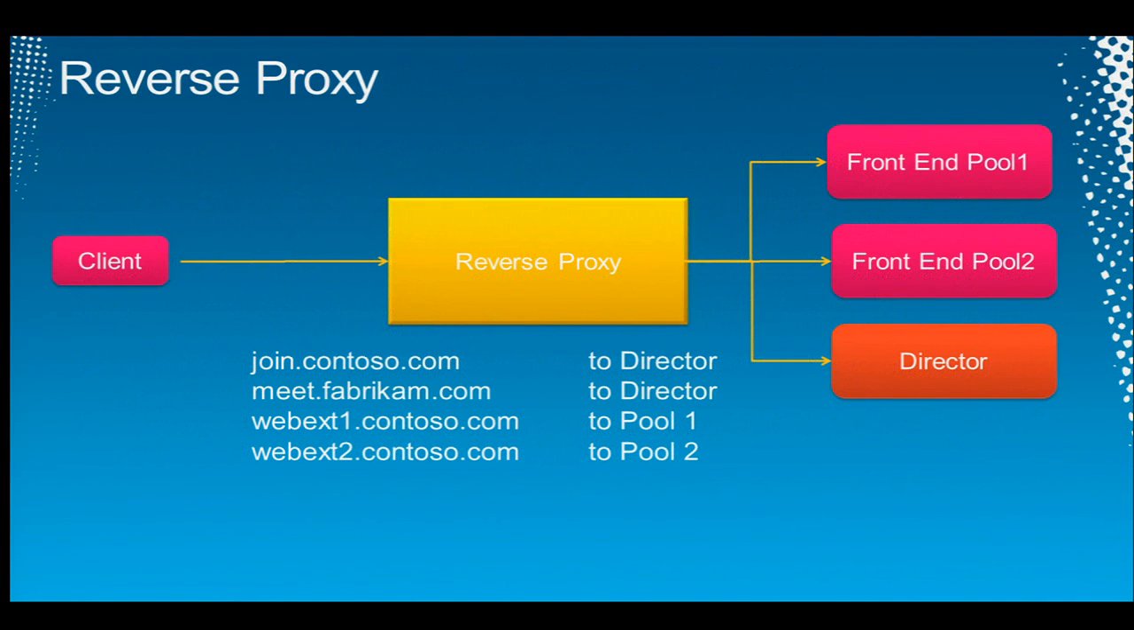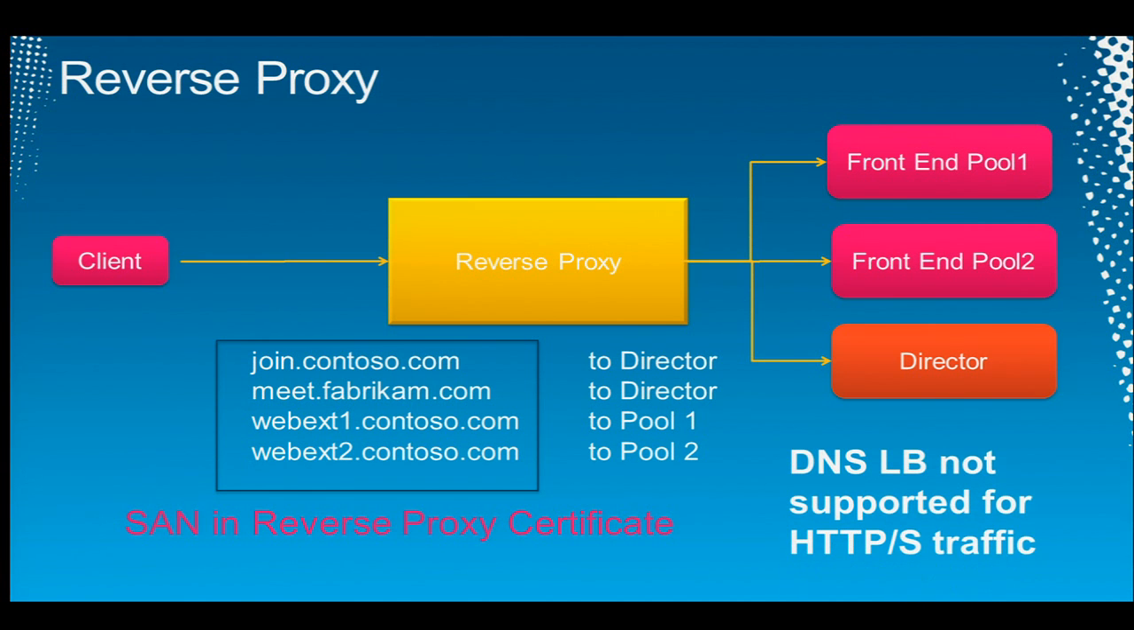So this is kind of like what it looked like pictorially. So if the client connects to the reverse proxy, and again, the reverse proxy here would be deployed in the network perimeter, and it would be accessing it from the outside. And for all the simple URLs like join.contoso.com or meet.fabricon.com, those would go directly to the director. And then if you have specific external pool URLs like web external 1 and web external 2, those would go to the corresponding pools there. And so we put that information in the SAN, in the reverse proxy certificates, so it's there.